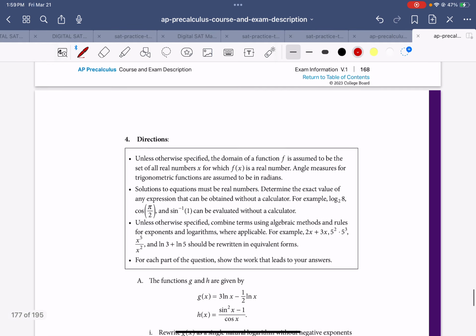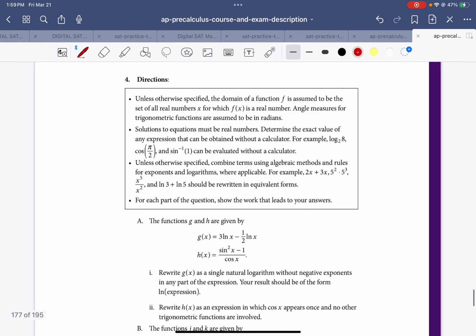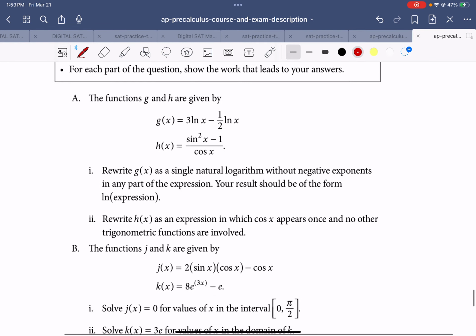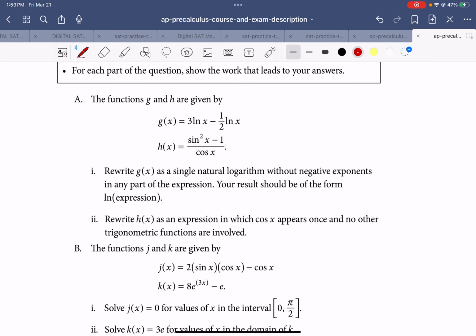Let's move on. Now, number 4, so those are just directions. Let's read it here. A, the functions g and h are given like that. Okay. Now, first one: rewrite g of x as a single natural logarithm without negative exponents in any part of the expression. Your result should be in the form of ln of something.